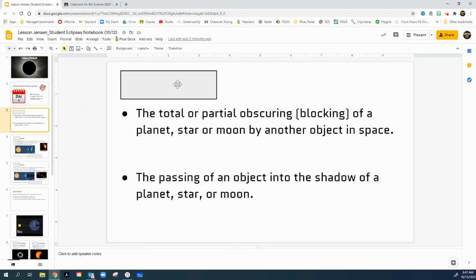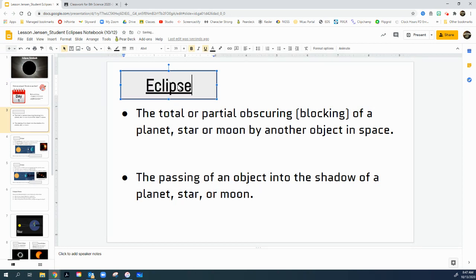Well, here we are first of all. Let's just write in the word eclipse. That's the main thing that we're looking at. And what is an eclipse? Well, it's a total or partial obscuring or blocking of a planet or a star or a moon by any other object in space. So anytime there's an object in space that blocks or obscures a planet or a moon or anything like that, a star possibly, that's called an eclipse. The passing of an object into the shadow also of a planet, star, or moon is another example of an eclipse. So anytime there's an object in space that's blocking another object, we call it being eclipsed.